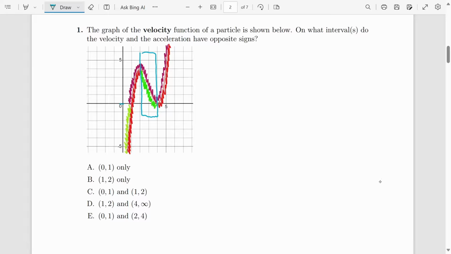Looks like we've also got another one down here. It's the opposite case. We've got a negative velocity and a positive acceleration. So these two intervals, looks like the bottom one is maybe 0 to 1. And then we've got the top one that looks like it's from 2 to 4. So our answer is E.